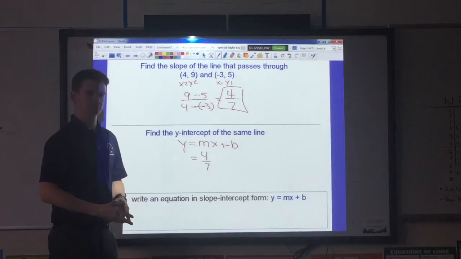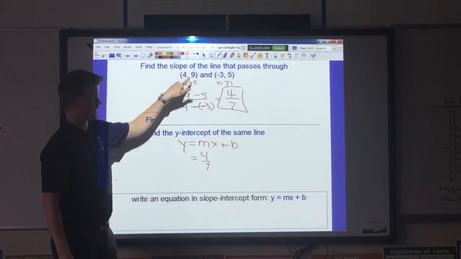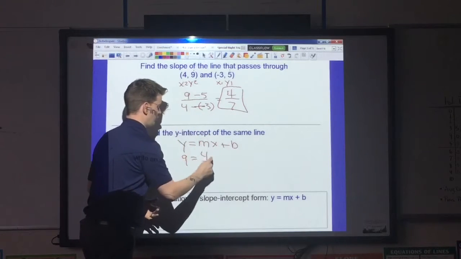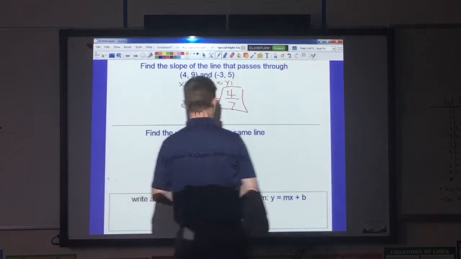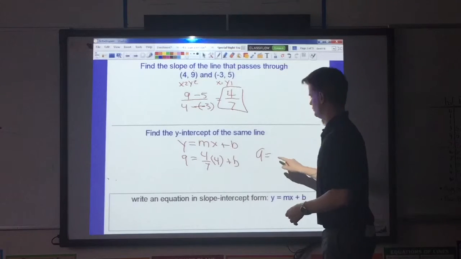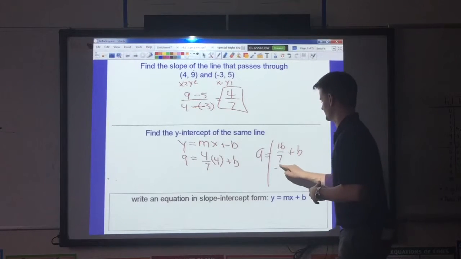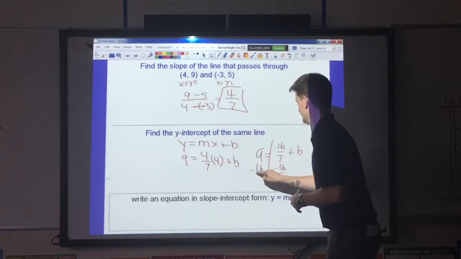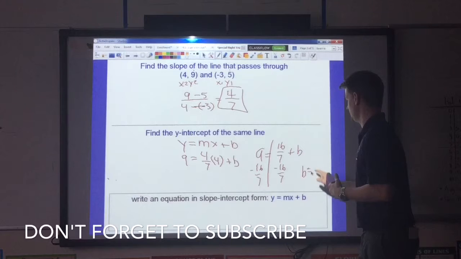Do I know what the x and the y are? Yeah, I got 2 of them right here, an x and a y and an x and a y. I'm going to choose to substitute this x-y combo into my formula to find b, my y-intercept. So the 9 goes in for the y, the 4 goes in for the x plus b. I do some quick math, and I'm going to end up with 9 is equal to 16/7 plus b. I need to get b alone, so I'm going to subtract 16/7 from both sides of the equation, and I will then, once I do all the math, end up with b is equal to 7 5/7.